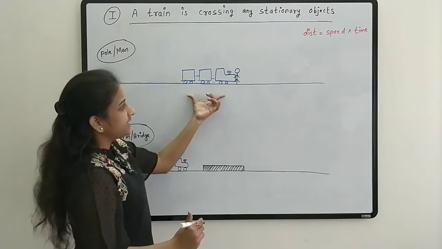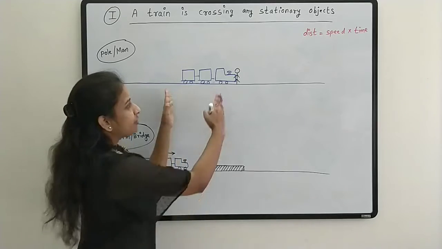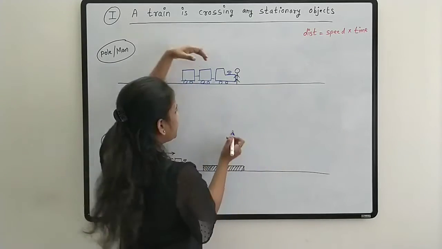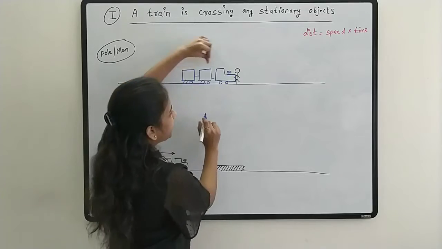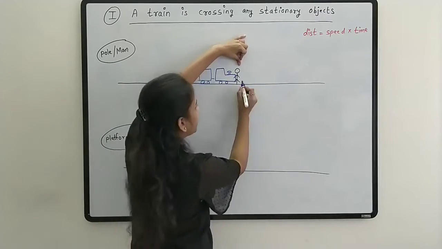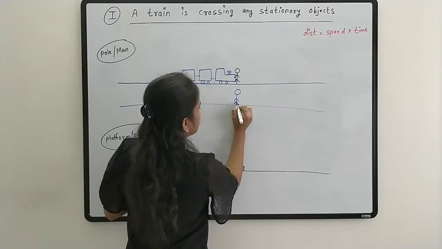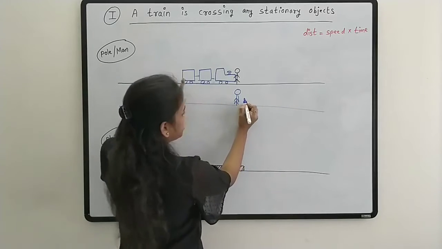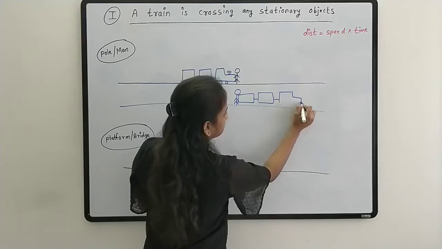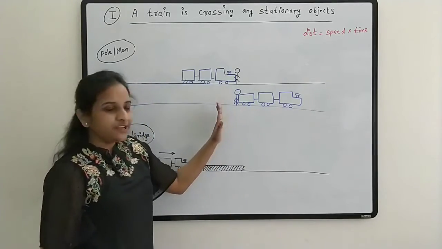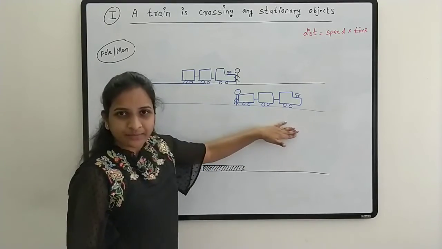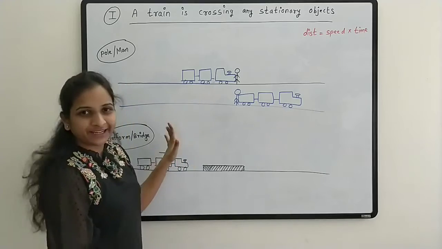So this is the initial position of the train. Now the train is crossing the man, means the end point of the train should be after the man, right? So the end point should be like this. So here is the man, same position, and the end point should be here. Then only we can say the train has crossed the man. Understood the concept? Clear, right?